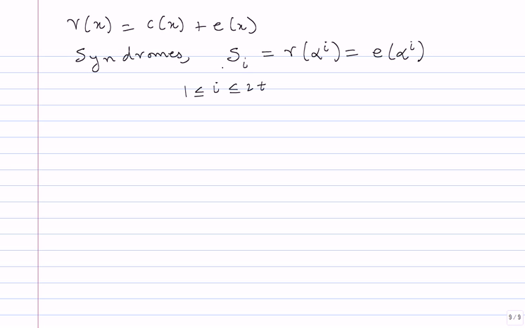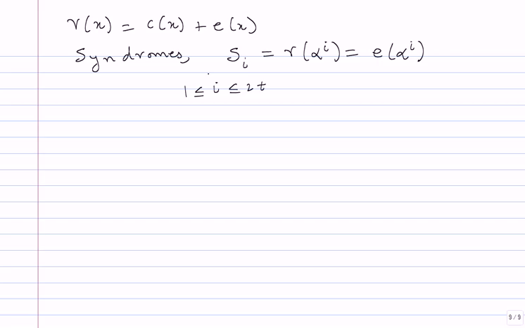Okay, remember these syndromes S_i. I can evaluate them as R of alpha power i, but I know it is the same as E of alpha power i. These are the same type of arguments I did for the syndrome decoder. Even though I'm evaluating the syndrome with the received vector, I know it is actually H times E transpose. It's the same thing. Any questions on this? Okay, right.